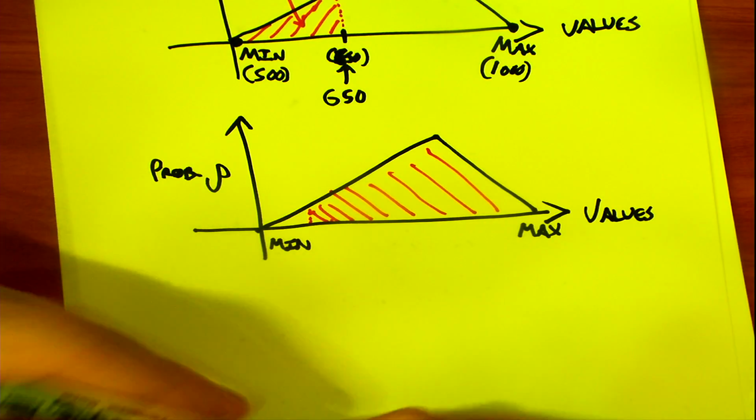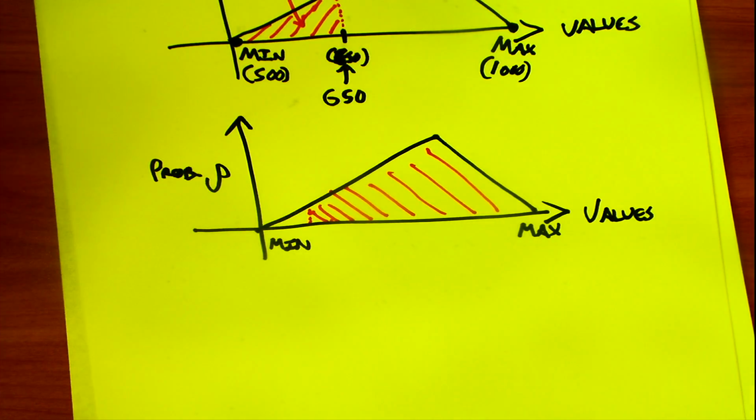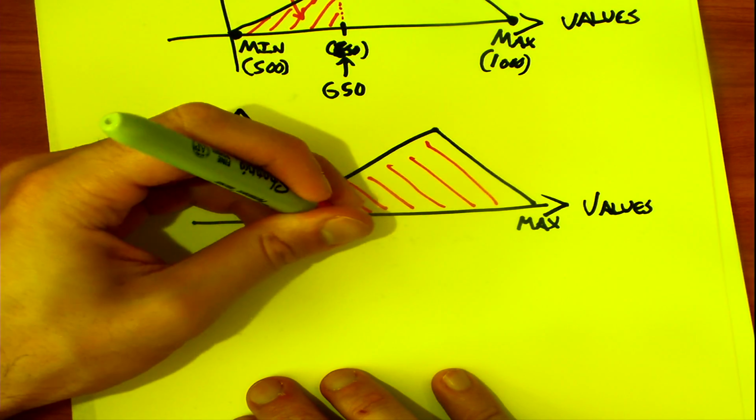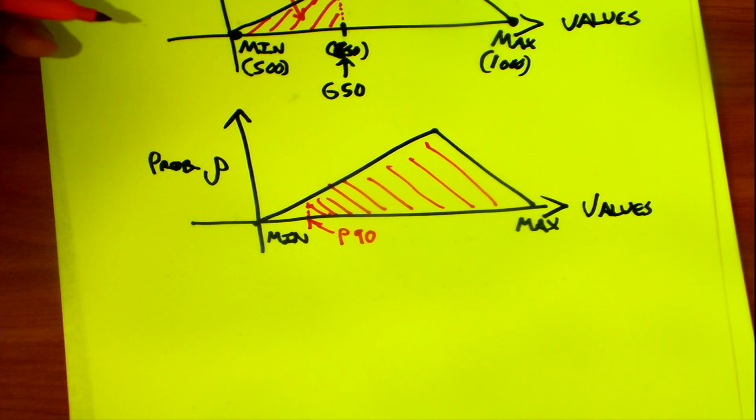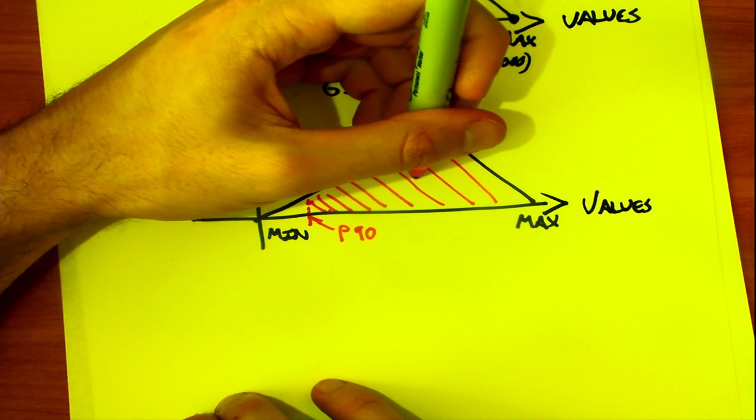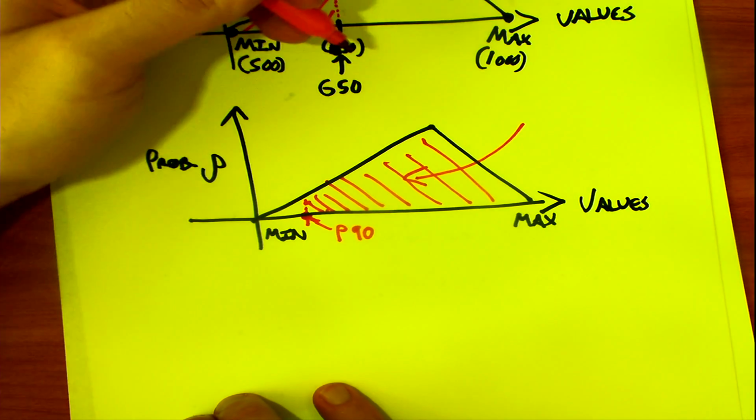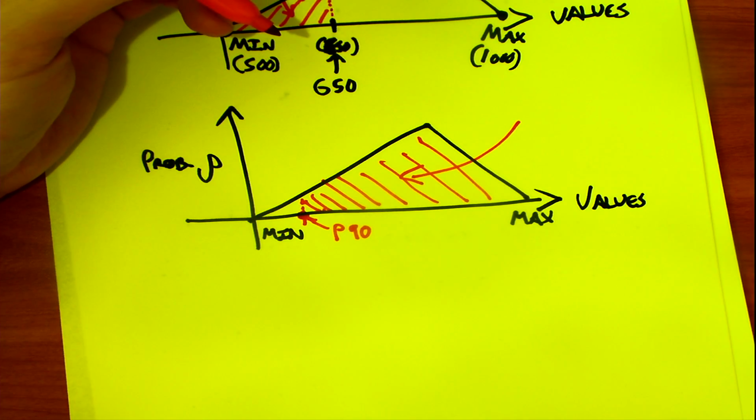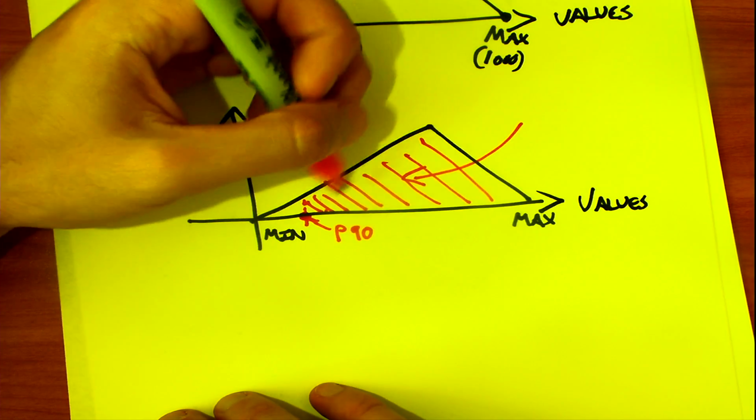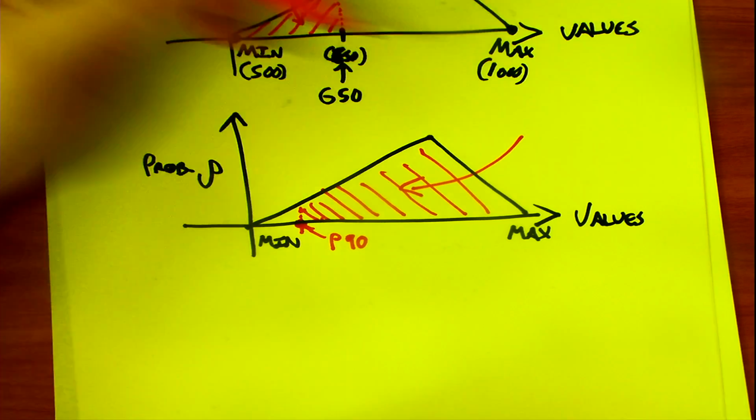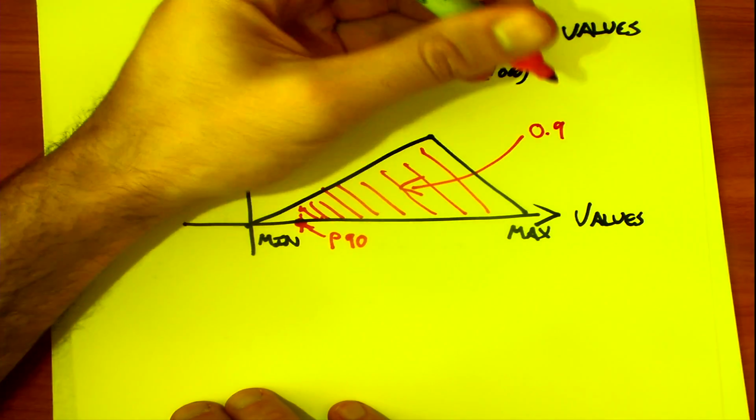It's not, the area is not equal to P90. No. The area is equal to what? If this value here is the P90 estimate, whatever I have there, or how deep it is or whatever, what is the area that I've kind of sketched out here in orange? 0.9? Yes, 0.9.